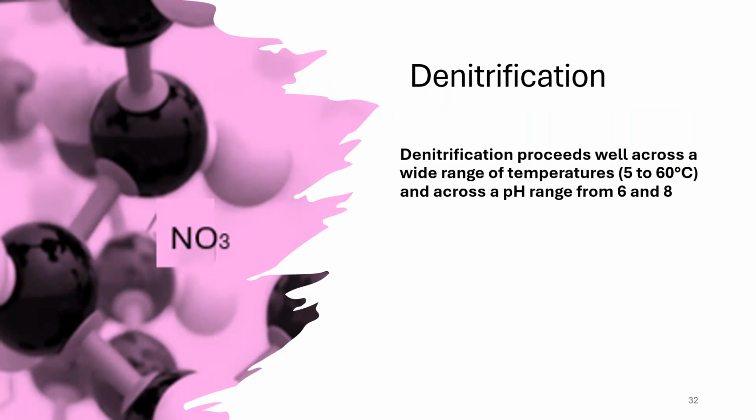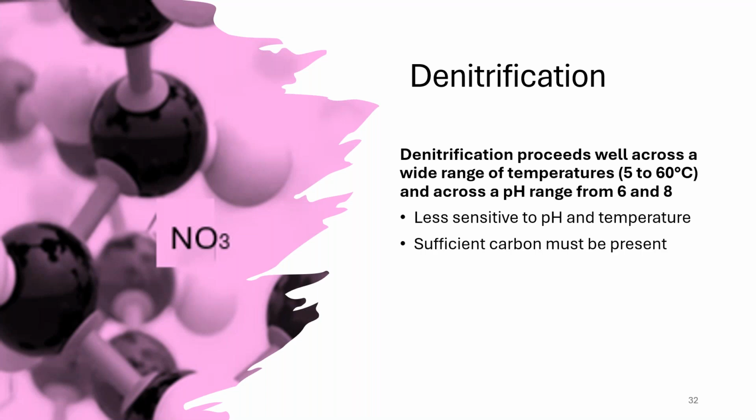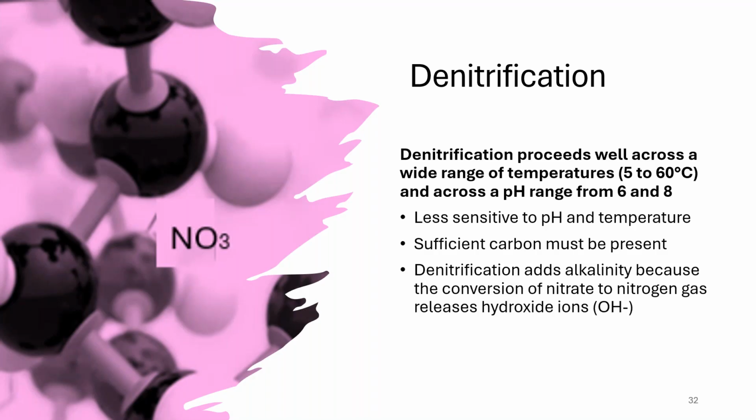Denitrification is much less sensitive. It can proceed across a pretty wide range of temperatures, from 5 degrees Celsius to 60 degrees Celsius, and across a pretty wide pH range from 6 to 8. So they're less sensitive. However, we do need to know that there's enough carbon present for them to consume. It also has an added benefit of adding back in some of the alkalinity that was taken from the nitrification process, because the conversion to nitrogen gas releases some hydroxide ions.